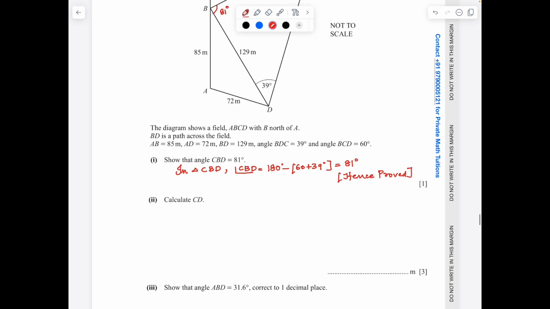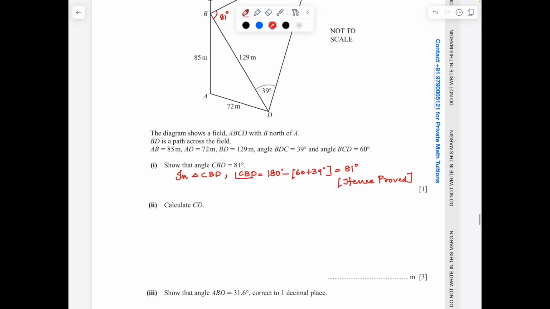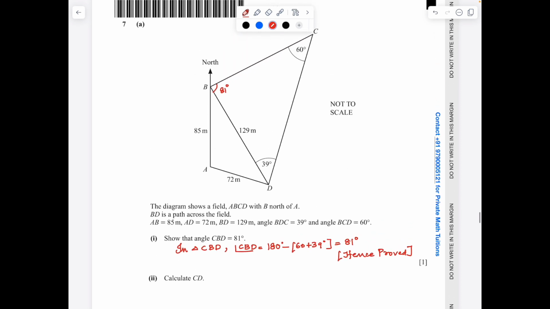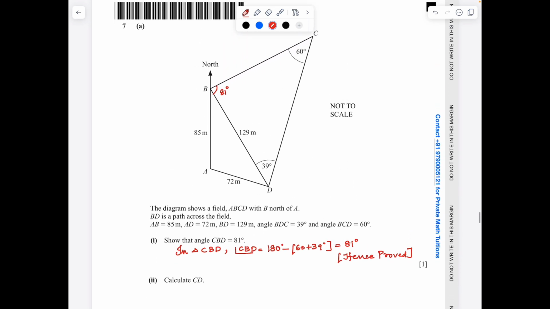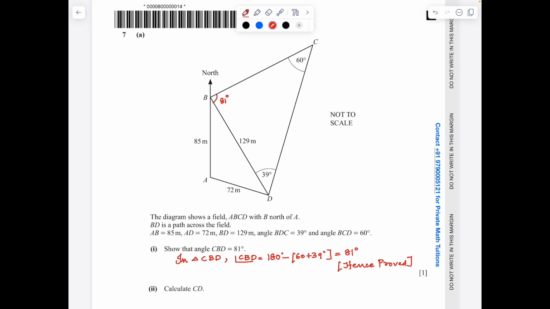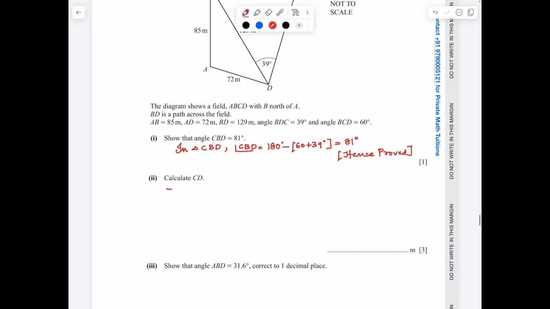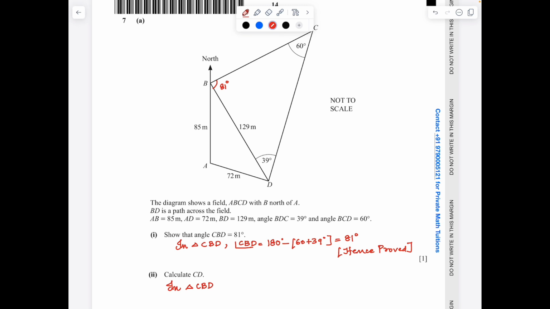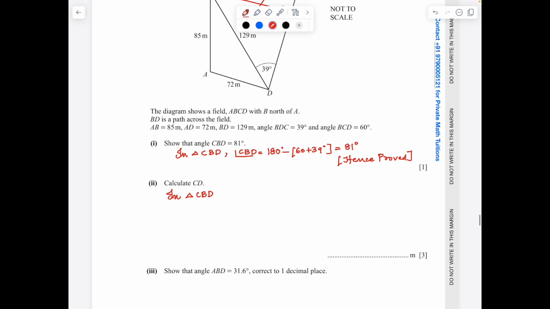Subdivision 2. Calculate CD. So again, I am focusing on this triangle CBD. So in triangle CBD, I have this 81, opposite of which is CD, and I have this angle 60, opposite of which is 129. So I use this sine rule here.